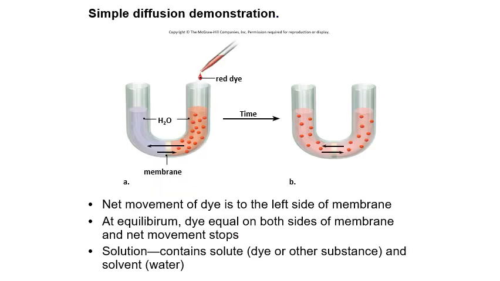All right, so here's what diffusion looks like. So in this picture A over here, we can see we've got a membrane here, so a selectively permeable barrier. On one side of the membrane, we've got some red dye, and on the other side of the membrane, there's no red dye. Right, so we've got a high concentration on one side and a low concentration on the other.